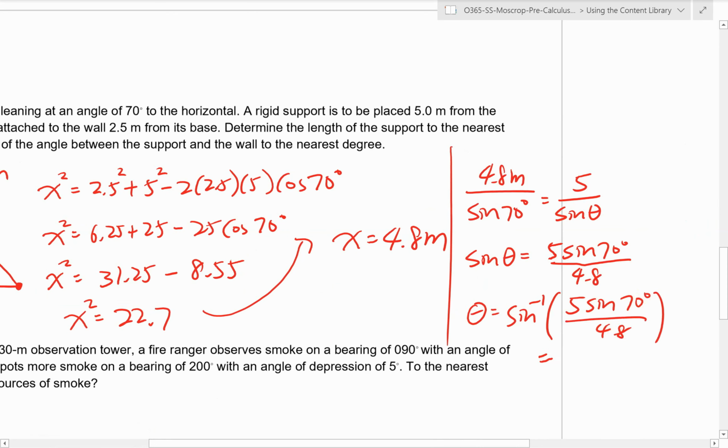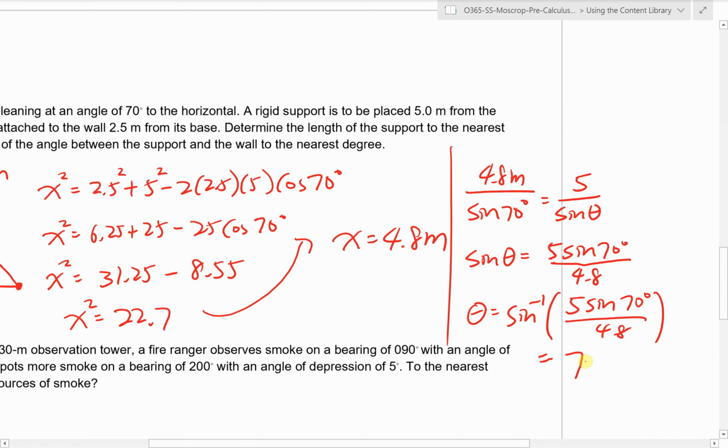Now you need to put this into a calculator and see what we get. 5 times sine 70 degrees divided by 4.8. Okay, let me try it again. 5 sine 70 degrees divided by 4.8. And then we take the inverse sine of that.